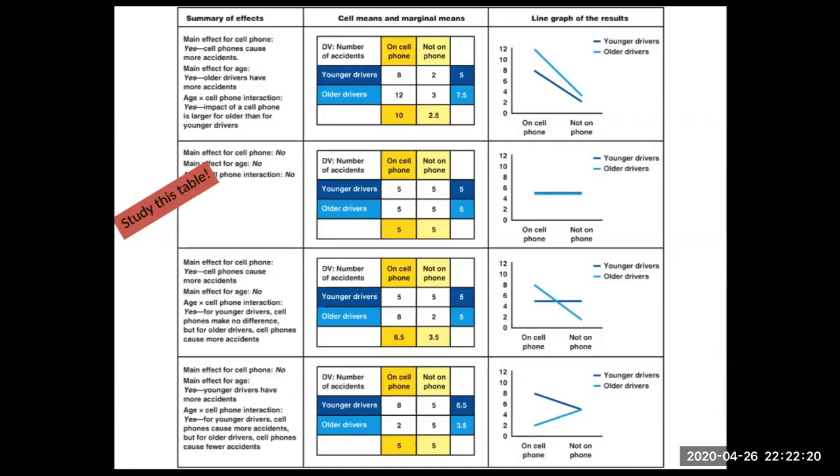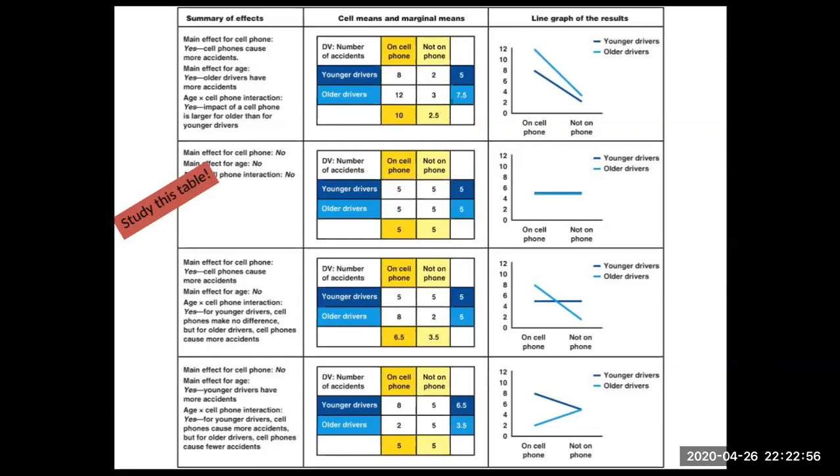Looking at the number of accidents, we have 8 and 2 for younger drivers. We have 12 and 3 for older drivers, right? Looking at the marginal means, we start with cell phone. We have 10 and 2.5. Are those different from each other? Yeah, 2.5 times 4 is 10, so 10 is 4 times higher as far as accidents. We see a main effect of cell phone. Looking at the age of the driver, 5 and 7.5 seems to be significantly different. 5 accidents versus 7.5. So I would say yes, main effect of age of the driver.